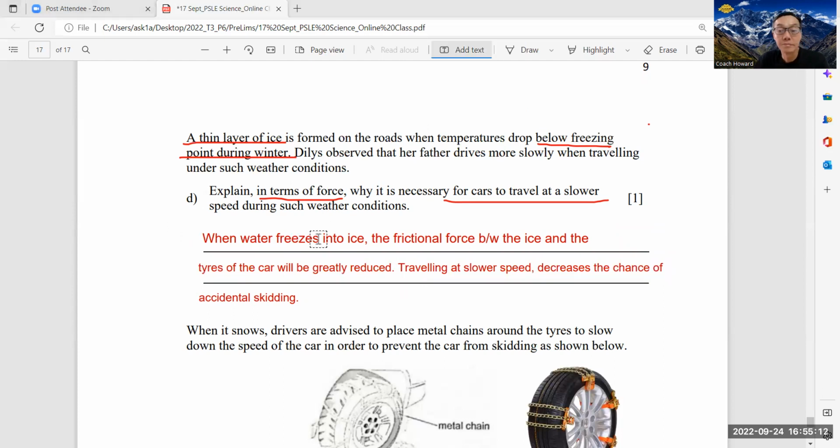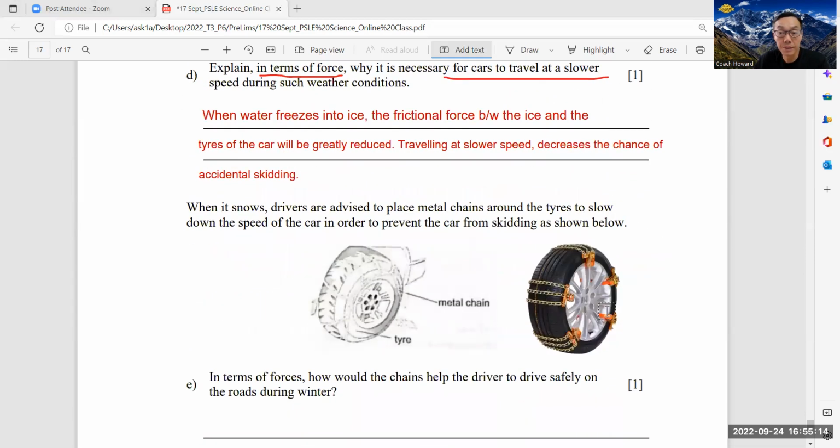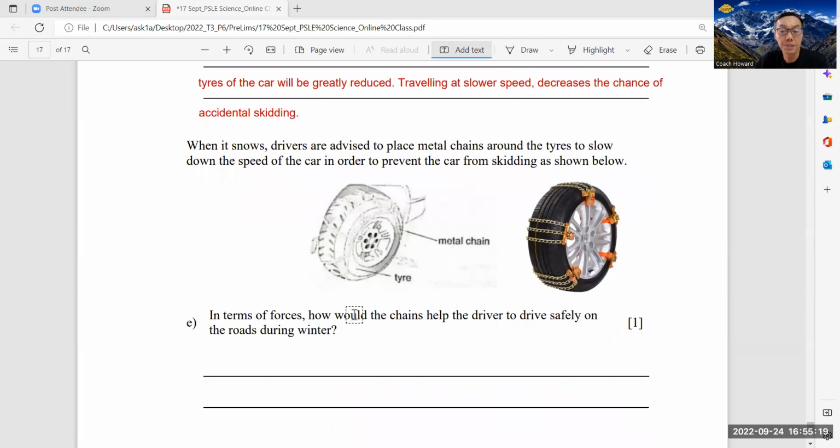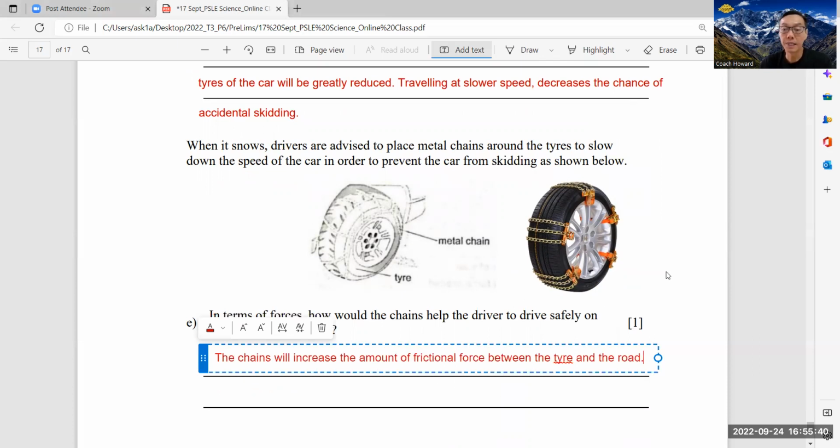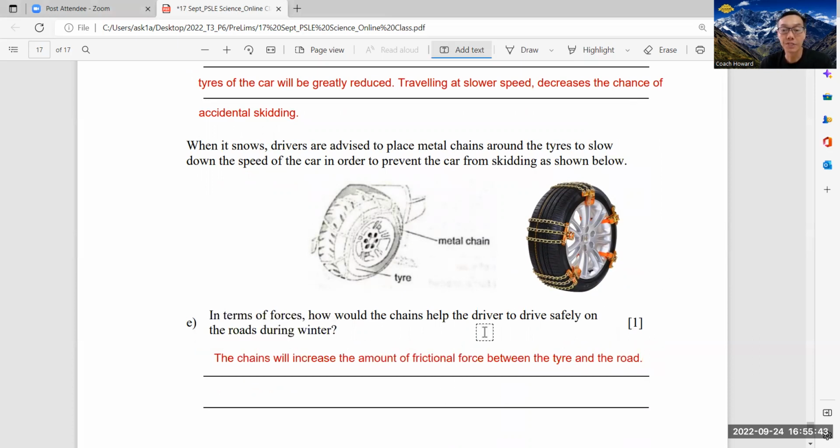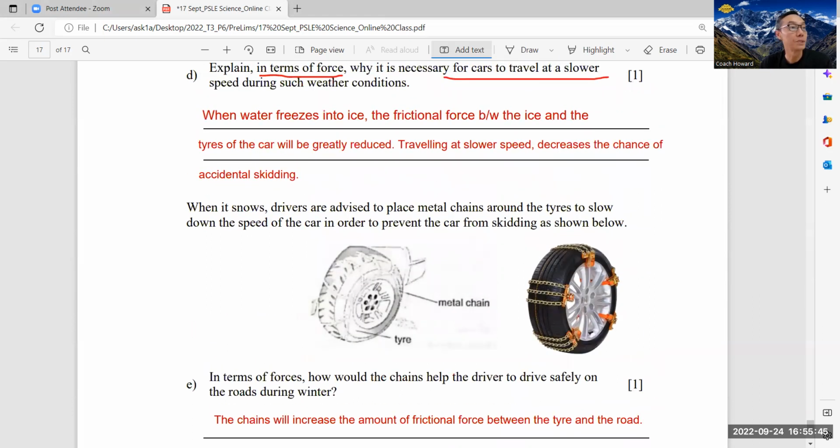Okay, thank you. This one they call the metal chain. By putting this on, they will increase the frictional force. For some students who have attended, you can see my YouTube channel. There's one part I showed extracted from a video of how this works in real life. The chain increases the amount of frictional force between the tires and the road. This is very easily answered. You just put this: the chains will increase the amount of frictional force between the tire and the road.